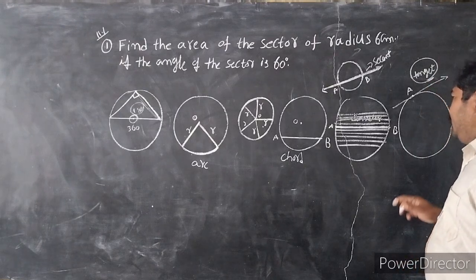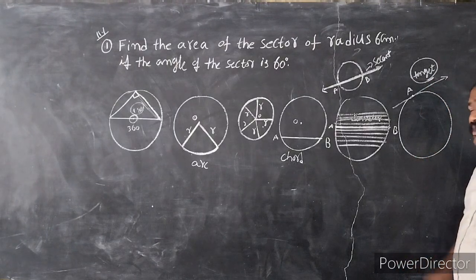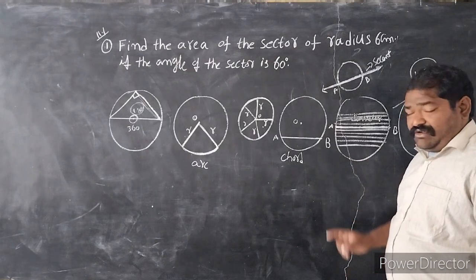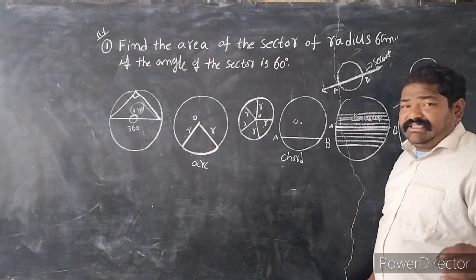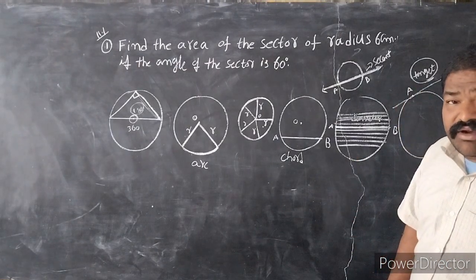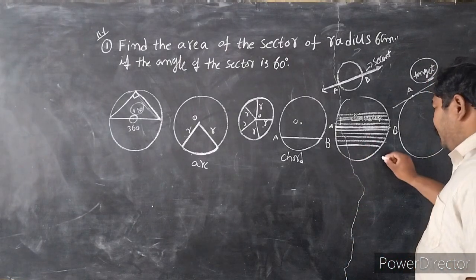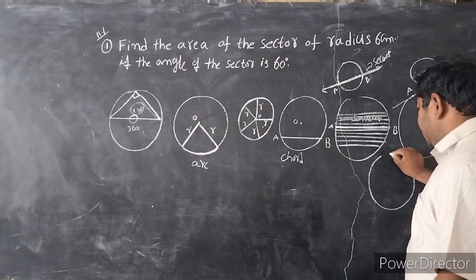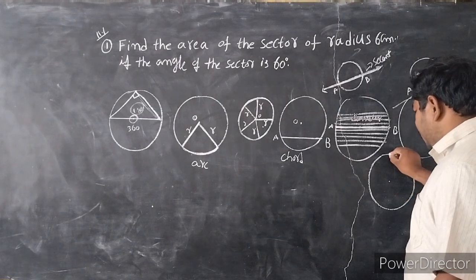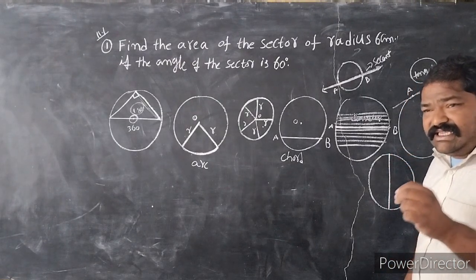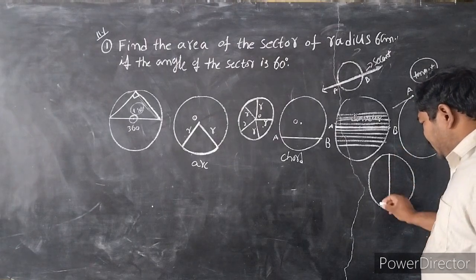For a given circle, we can draw infinite number of tangents. For a given circle, we can draw infinite number of chords. For any circle, we can also draw infinite number of diameters. Why did I say infinite number of diameters? This is the center of the circle. The biggest chord of the circle is called the diameter, and it passes through the center.